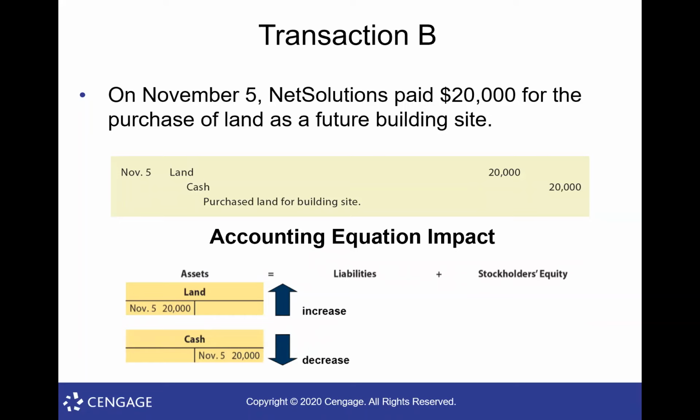So on November 5th, they pay $20,000 for the purchase of land as a future building site. Again, I'm going to say, okay, what do I have going on here? I have land going up. I have cash going down. Land is an asset, so it's going to increase with a debit. Cash is an asset, so it's going to decrease with a credit. So now I can make my entry. I debit land, $20,000, and I credit cash, $20,000. That's what the journal entry will look like.